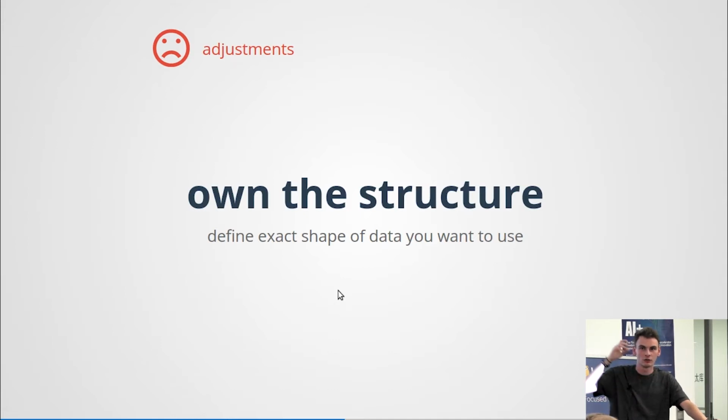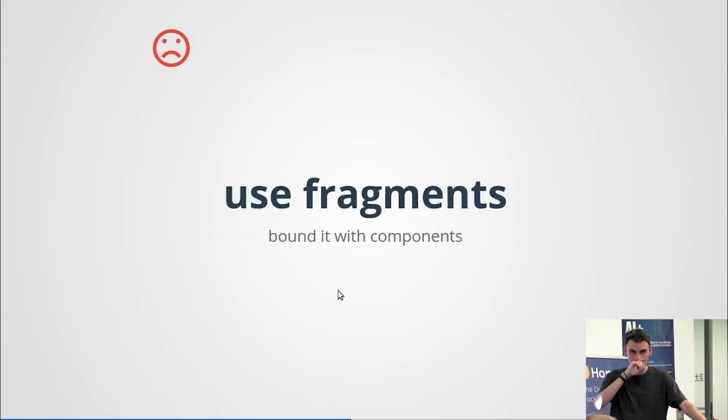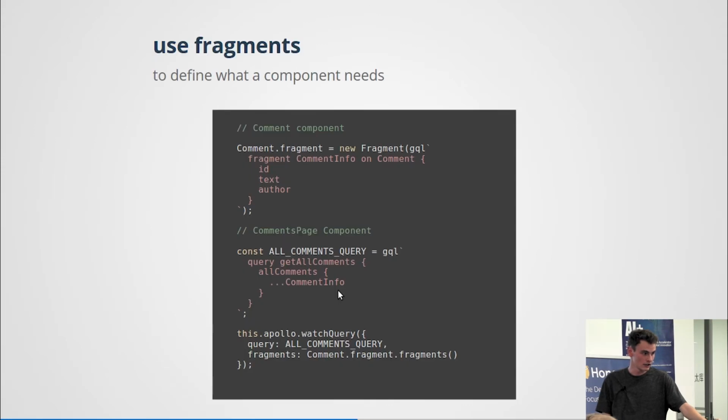And about the adjustments, we own the structure, so we can define the exact data and exact shape. We can use aliases wherever we want to use the data. So it's good. And also we can use fragments. So we can bind the fragment with a component. This way, components define the need to fulfill the data. This is an example of how to use the fragment. We can bind this fragment and give it the same name as, for example, the actual component.